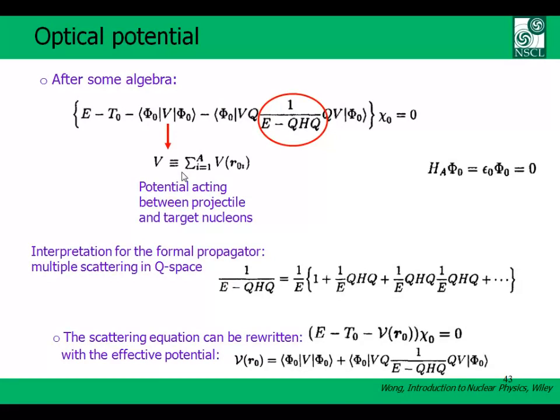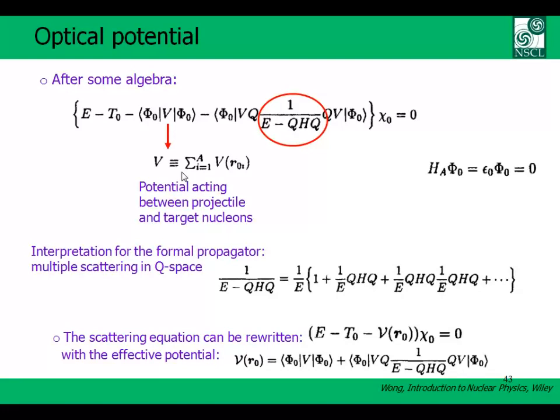Now, the way it's written at the moment, you've got a potential that is just the sum of the potentials of the nucleon that's outside, the projectile, and all the nucleons of the target. But you've got something else, and that something else has to do with the stuff that you left out. It's the stuff in Q space, the stuff that is not in the ground state of the target.